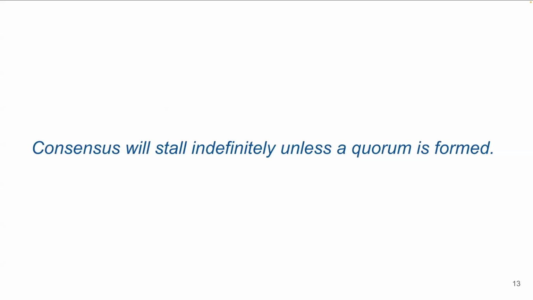This is another most important one, which is a more concise way of saying what was said before. Consensus will stall indefinitely until a quorum is formed. This is applicable to basically all forms of consensus. It will stall indefinitely unless a quorum is formed. So what does that mean? To our conversation last week, consensus will stall indefinitely unless a quorum is formed. What is the implication of that?